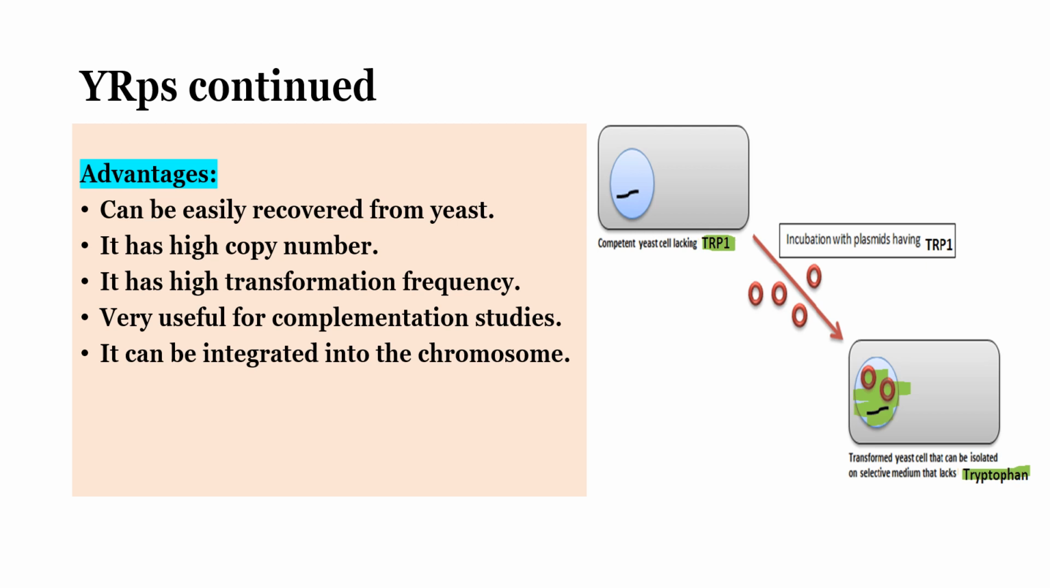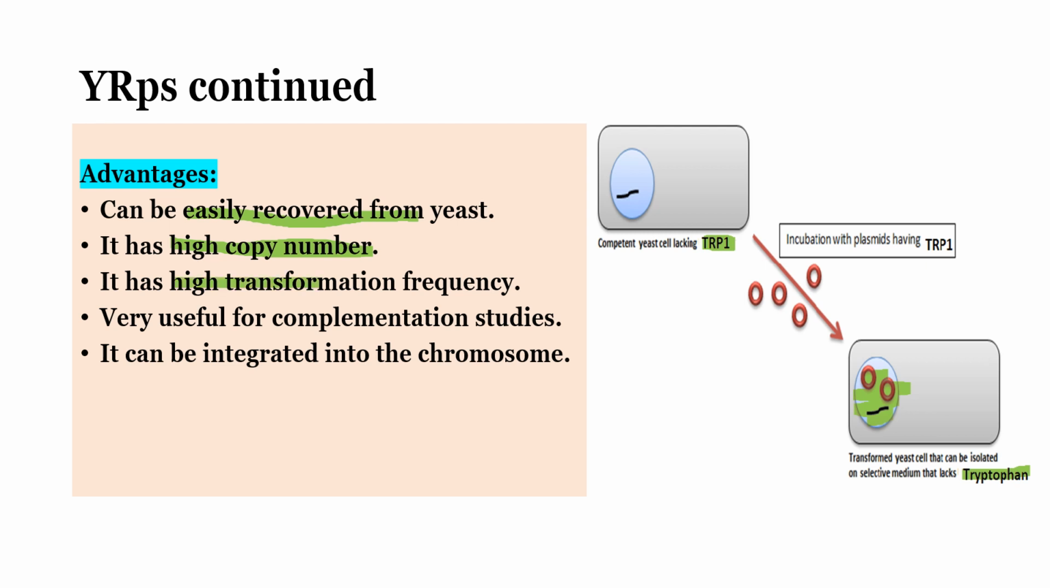So they are easily recovered from yeast. Why are they easily recovered from yeast? Because they do not integrate into the yeast cell. Okay, now it has a high copy number, although we saw normally it maintains 1 to 20, but special arrangements can make or increase the copy number, which I'm going to discuss in the next lecture.